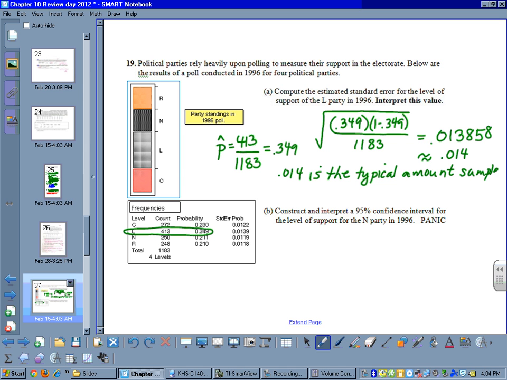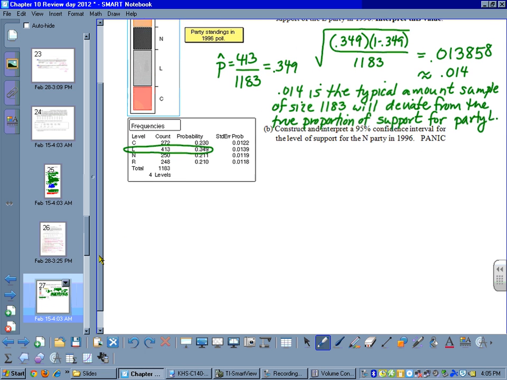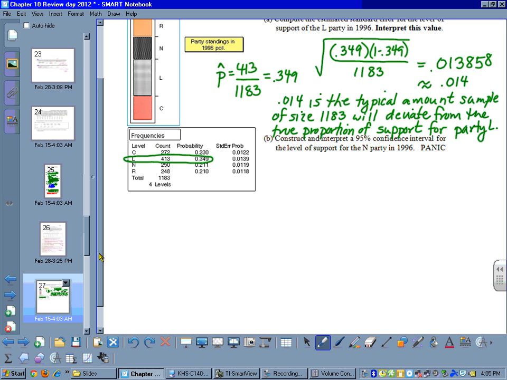samples of size 1,183 will deviate from the true proportion of support for party L. Okay, now they want us to construct a 95% confidence interval for the N party.